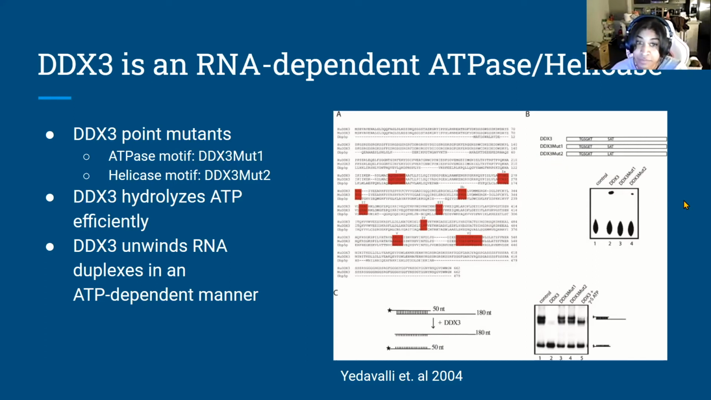In Figure 1b, we can see that in lane 2, in the presence of RNA, DDX3 hydrolyzed ATP efficiently. However, in lanes 3 and 4, both DDX3 mutant 1 and 2 were either lost or significantly reduced in ATPase activity. Next, purified DDX3 and its 2 mutants were incubated separately with duplex RNA. In Figure 1c on the right, DDX3 unwound RNA duplex in an ATP-dependent manner. Both mutations of the ATPase and helicase motif abolished DDX3's RNA unwinding activities, seen in lanes 3 and 4. These findings established DDX3 as an energy-dependent RNA helicase.